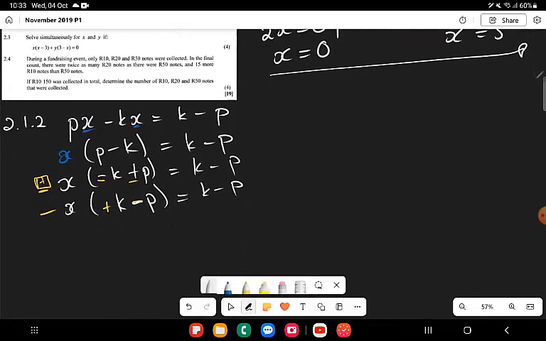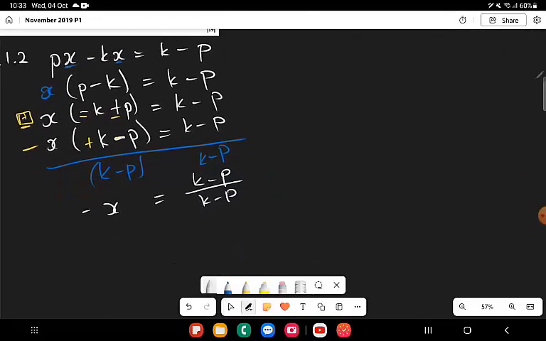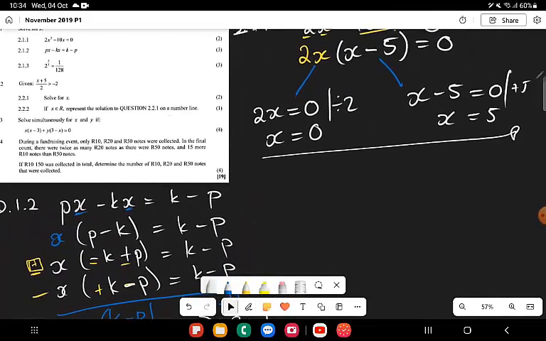All right. So what am I going to do? I'm going to divide both sides by k minus p, which means that negative x is equal to k minus p over k minus p. And that gives me 1, right? Those two cancel out, become 1. So negative x is equal to 1. Then x is equal to negative 1. The end. Next question.